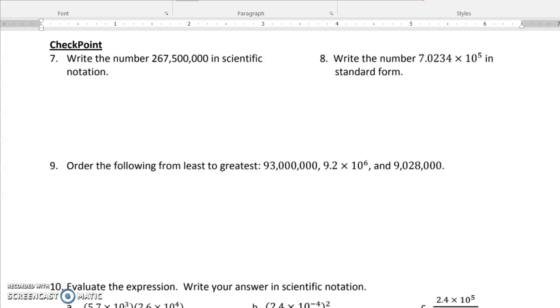Go ahead and pause the video for a couple minutes and do the checkpoint, and after you've done that, you can come back and check your answers.